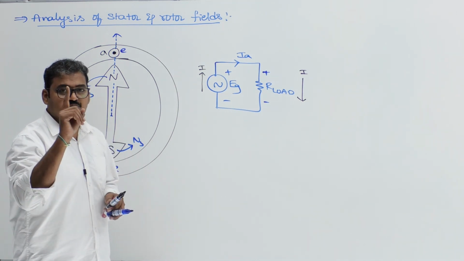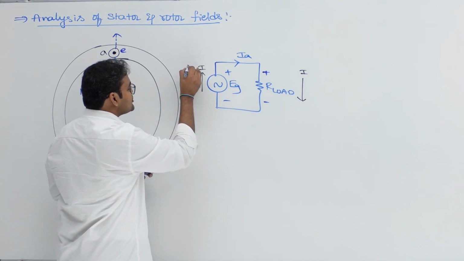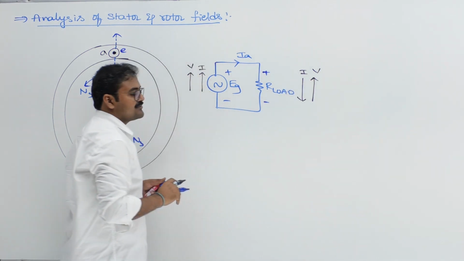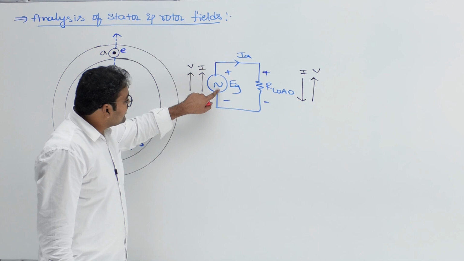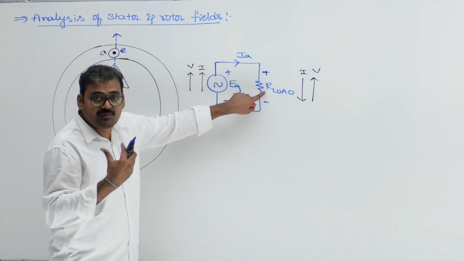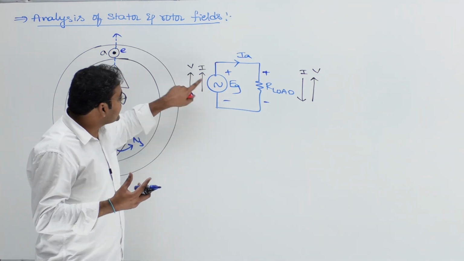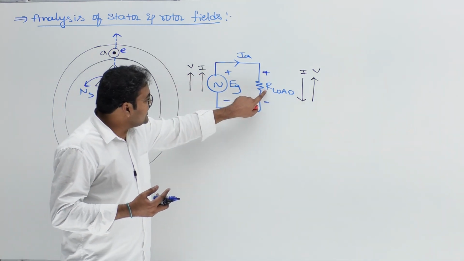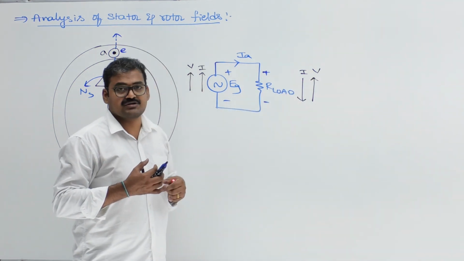I told you voltage polarity is always from minus to plus. This is the direction of voltage here, minus to plus. This is the direction of voltage here. So this element is right now generating the power or taking the power? Generating the power. This element is absorbing the power. Are you catching? In any element where power is generated, voltage and current will be in same direction. In any element where power is absorbed, voltage and current will be in opposite direction.